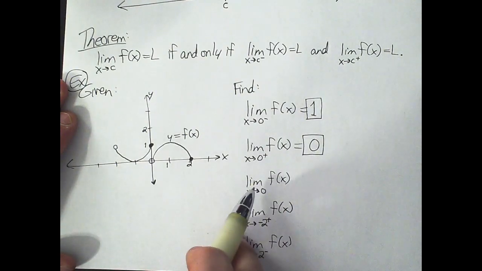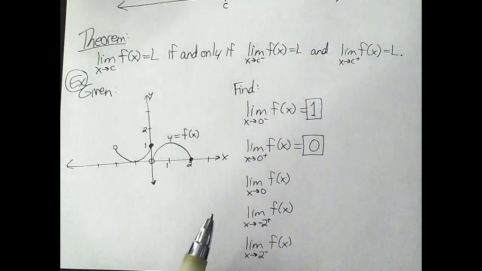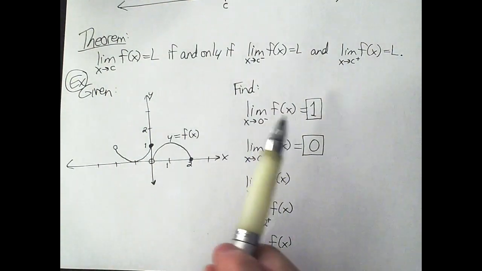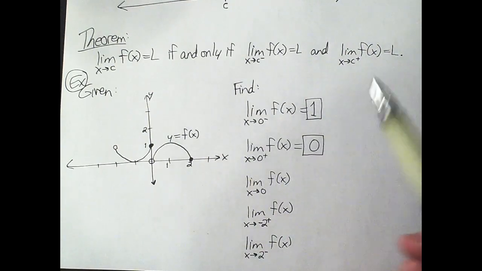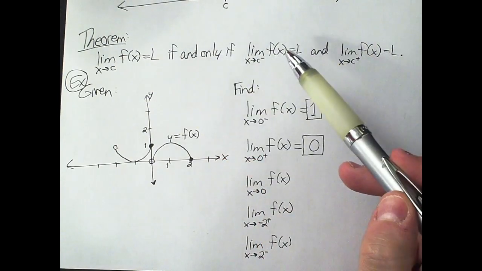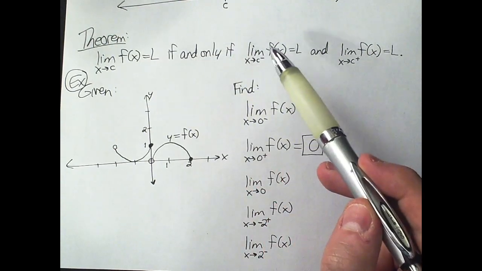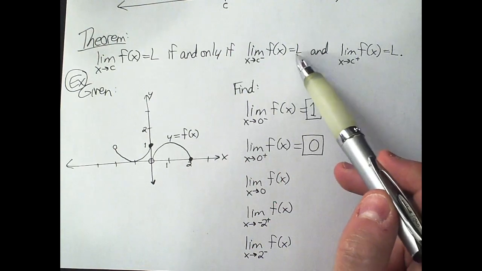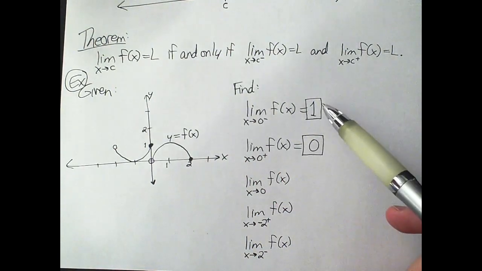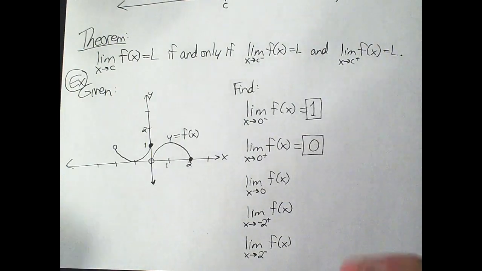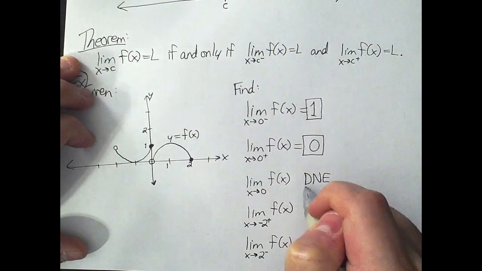What's happening here? The limit as x goes to 0. There's no plus or minus, so this means from both sides. And we already did the left-hand side and the right-hand side. One of them gave us 1, one of them gave us 0. The theorem says that the limit can equal something if and only if the left-hand limit and the right-hand limit both equal the same L. We got different things here. We got a 1 and we got a 0. So we say that this does not exist.